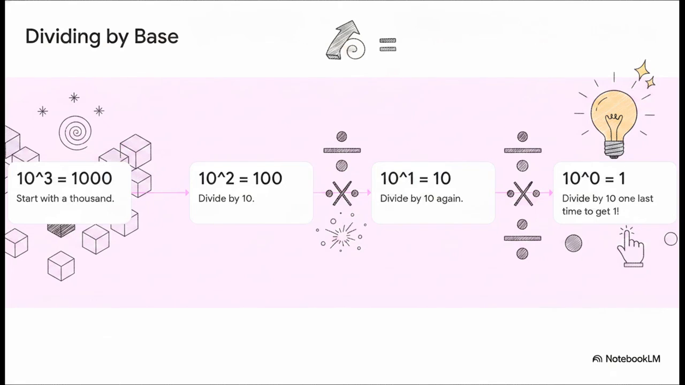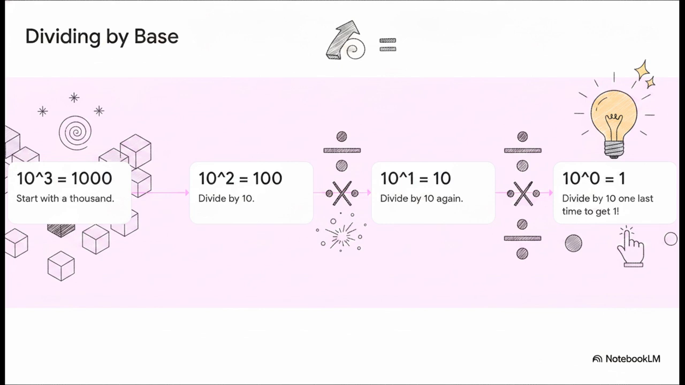To really wrap our heads around this, we just have to reverse engineer the mystery. Let's use 10 as our base. 10 to the power of 3 is 1,000, right? Now let's drop the exponent by 1. 10 to the power of 2 is 100. Mathematically, moving from 1,000 to 100 means we simply divided by our base of 10. Let's drop the exponent again. 10 to the power of 1 is 10. Once again, we divided by 10.